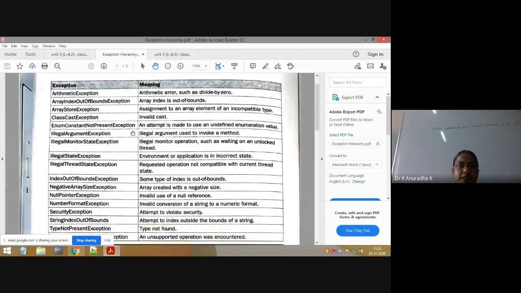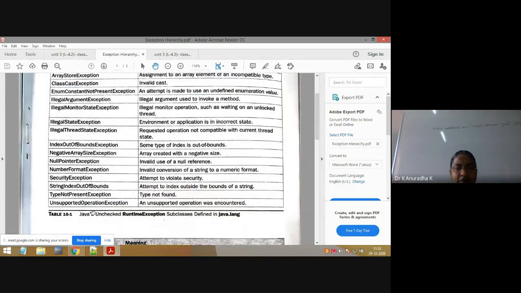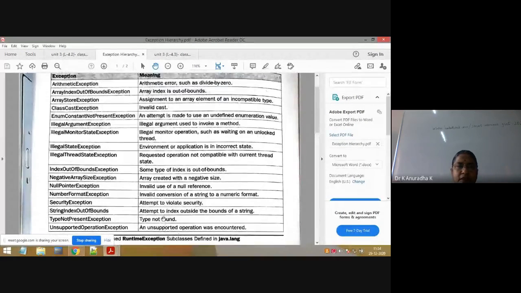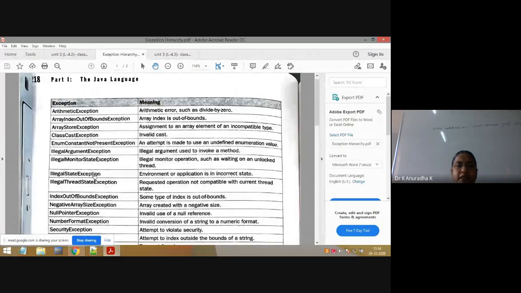Complete Reference. See here in the first table: Java's unchecked RuntimeException subclasses defined in java.lang. So RuntimeException is an unchecked exception and all its subclasses are also unchecked exceptions. Already explained, there are 18, RuntimeException and all its subclasses, totally 18. So here you can see these are the 18. ArithmeticException. Here in this table, all the 18 unchecked exceptions are clearly mentioned. So you should remember all these 18 to differentiate checked exception and unchecked exception.